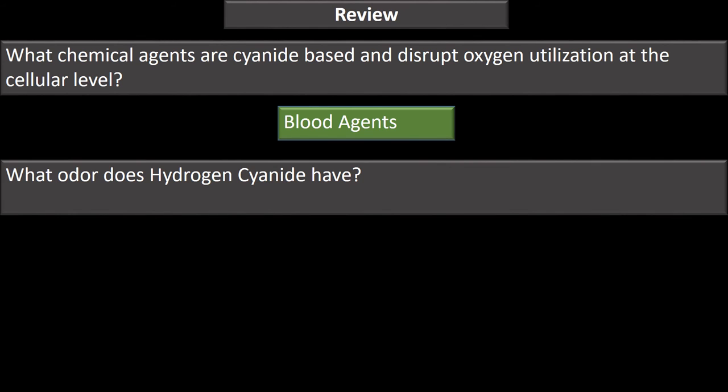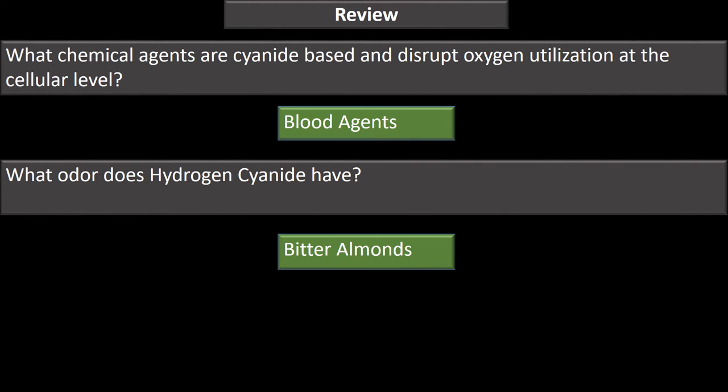What odor does hydrogen cyanide have? It has the odor of bitter almonds.